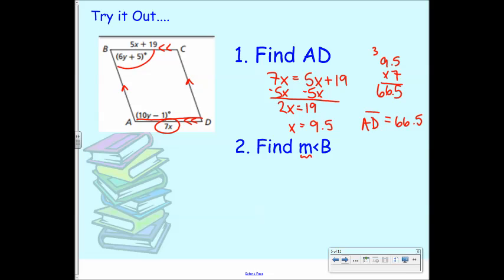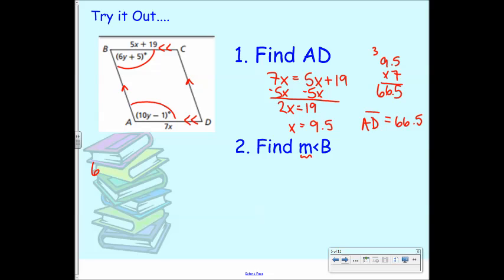I'm going to erase my symbols from before just so you guys can get a clearer picture. I also know that this angle down here is 10y minus 1. So that angle A is 10y minus 1. Can I say that those are equal to each other? Hopefully you guys are saying, no, I cannot say that they're equal to each other because they're not opposite. However, they are consecutive angles, which means that they add up to 180. Perfect.